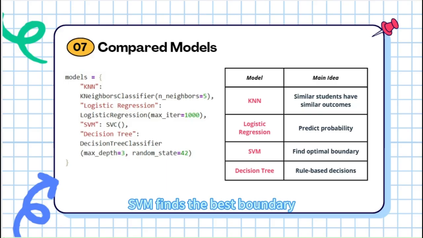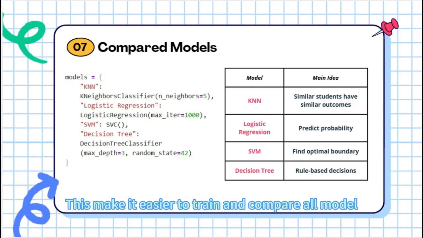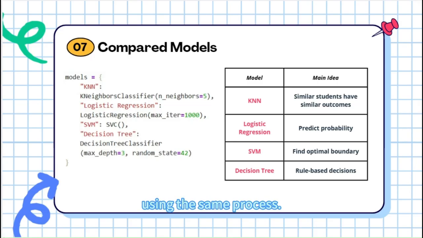SVM found the best boundary between hierarchy-based decisions. In the program, these 4 models are stored in a dictionary. This makes it easier to train and compare all models. You see the same process. The key idea here is fair comparison. Only the model changes while the data sets, train-test split, and pre-processing pipelines stay the same.